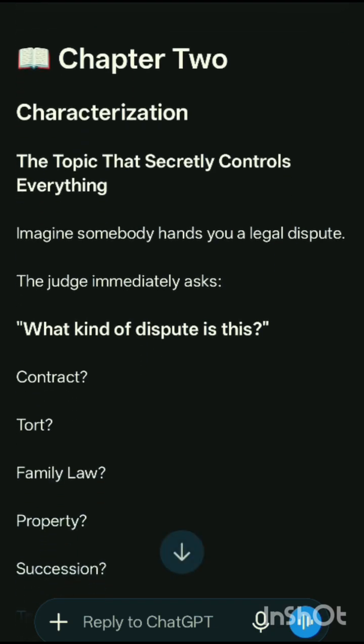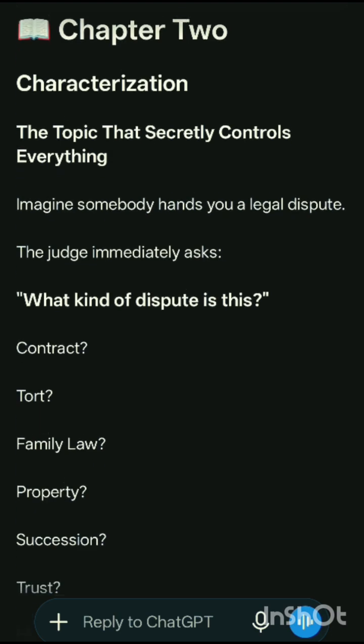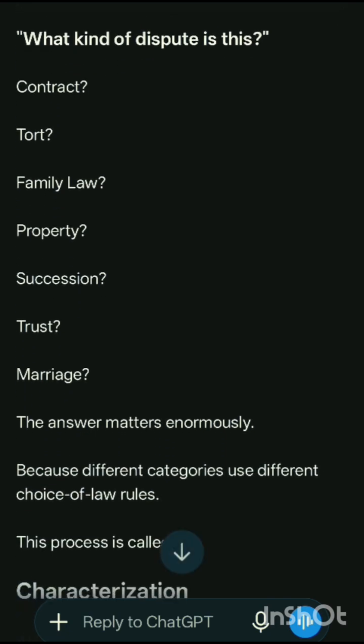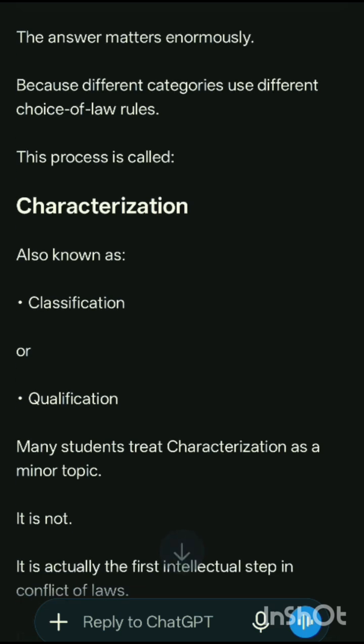Chapter 2. Characterization. The topic that secretly controls everything. Imagine somebody hands you a legal dispute. The judge immediately asks, what kind of dispute is this? Contract, tort, family law, property, succession, trust, marriage? The answer matters enormously because different categories use different choice of law rules. This process is called characterization, also known as classification or qualification.